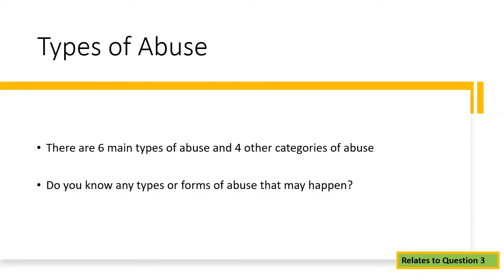So these slides still relate to question number 3, and we're going to look at different types of abuse now. And there are 6 main types of abuse and 4 other categories of abuse. Before you move to the next slide, do you know any different types of or forms of abuse that may happen? Have you heard of anything? So, just think about that for a few moments before you do move on to the next slide.